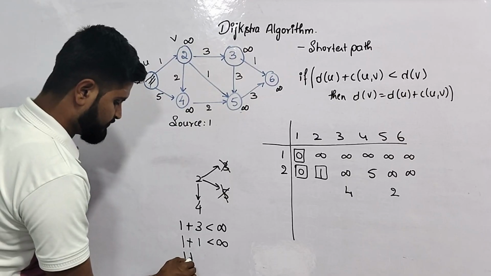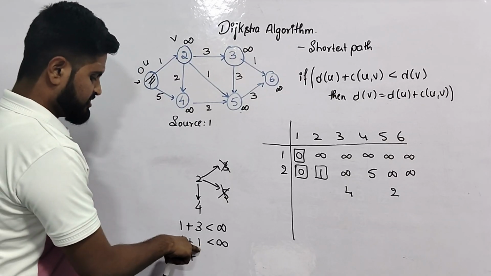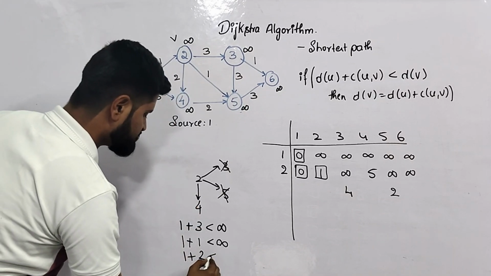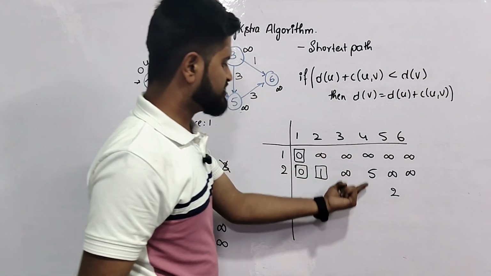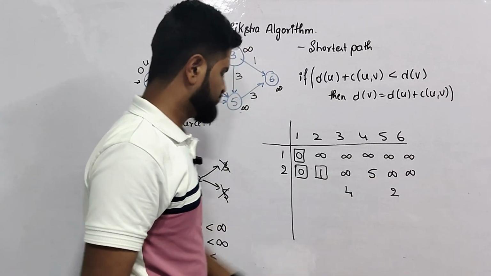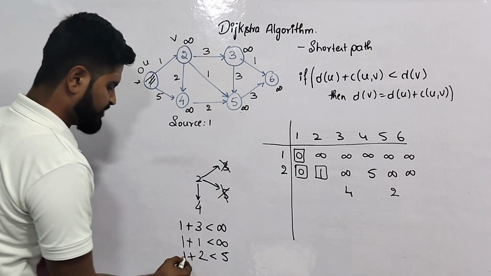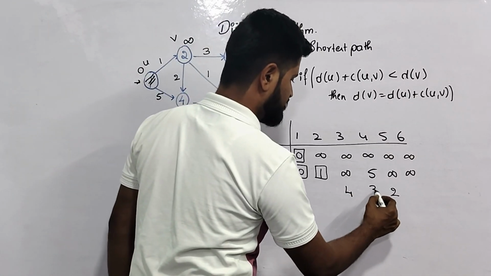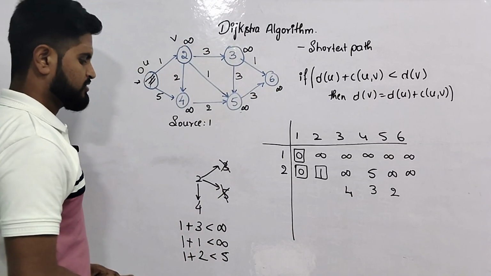So the initial value of 2 is 1, plus the cost of moving from 2 to 4 is 2, which must be less than the initial value of 4. What is the updated initial value of 4? It is 5. So 2 plus 1 will be 3. 3 or 5, which one is the smaller one? 3 is the smaller one. So now we updated the value.